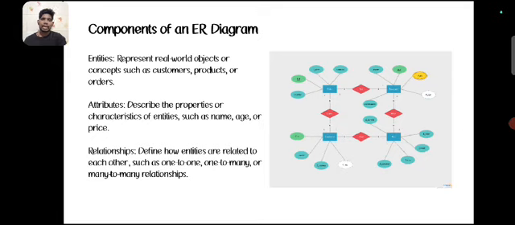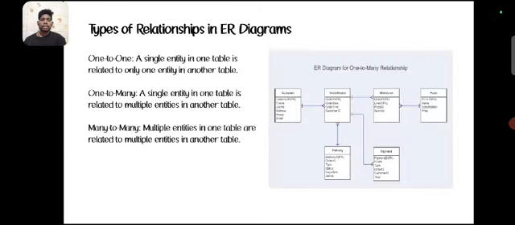Components of an ER diagram. First, entities represent real world objects or concepts such as customers, products or orders. Second, attributes describe the properties or characteristics of entities such as name, age or price. Third, relationships define how entities are related to each other, such as one to one, one to many, or many to many relationships.